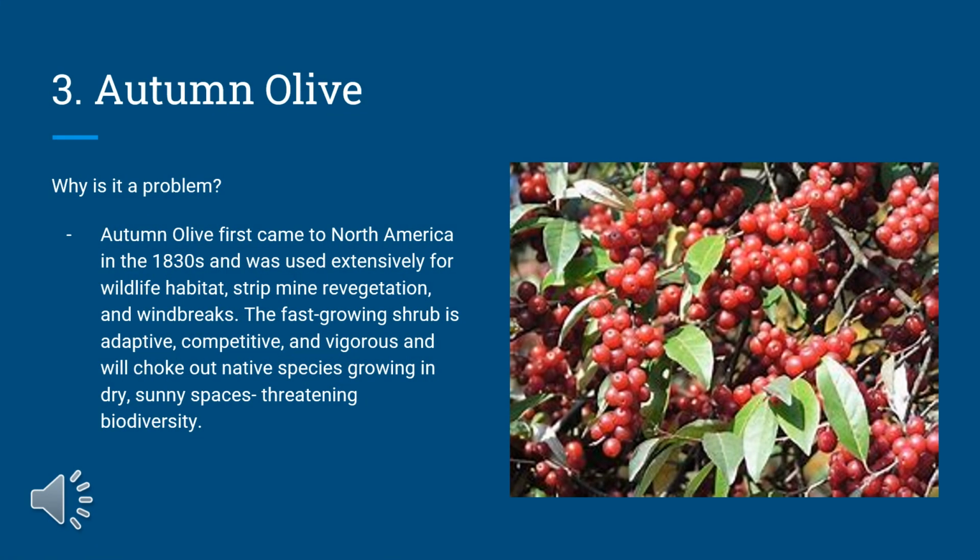Number 3. Autumn olive. Why is it a problem? Autumn olive first came to North America in the 1830s and was used extensively for wildlife habitat, strip mine revegetation, and windbreaks. The fast-growing shrub is adaptive, competitive, and vigorous and will choke out native species growing in dry, sunny spaces, threatening biodiversity.